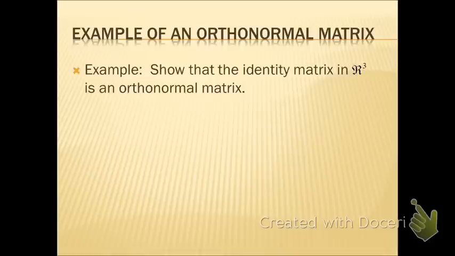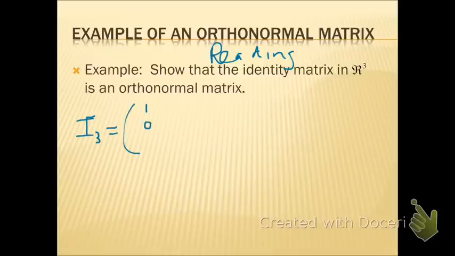So lastly, for the second question of your reading assignment, I would like for you to do this example that says, show that the identity matrix in R3 is an orthonormal matrix. So what are we doing? We're showing that I3, which is 1, 0, 0, 0, 1, 0, and 0, 0, 1, is orthonormal. And you may use the theorem from the previous slide to do this.